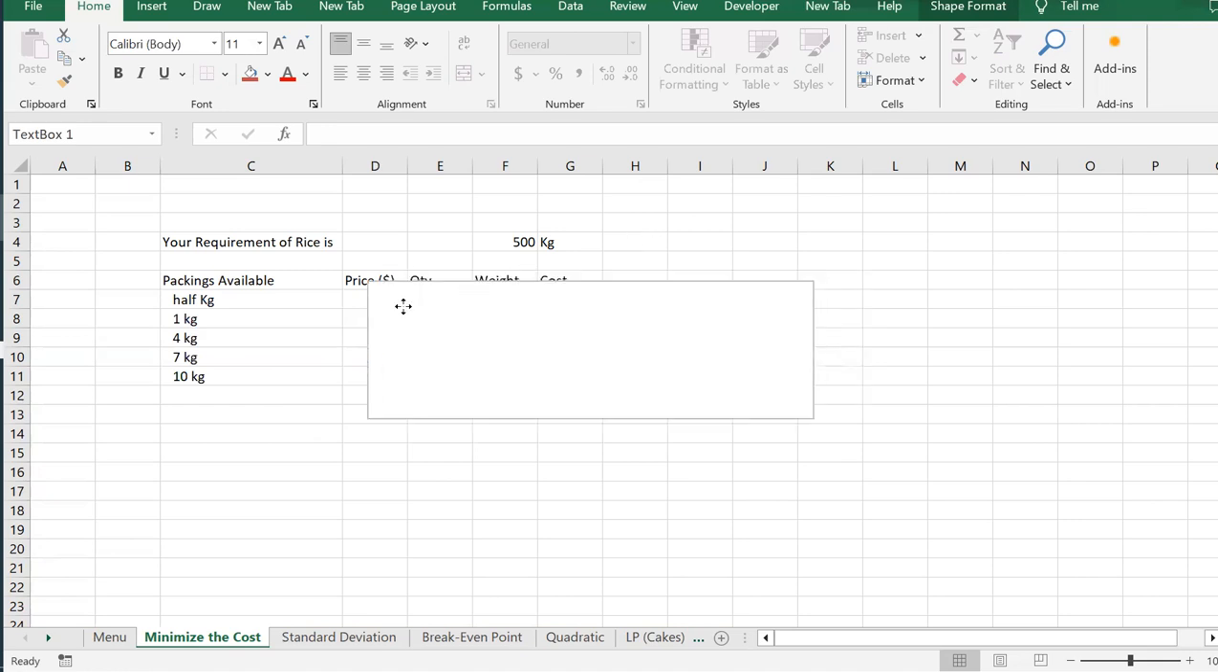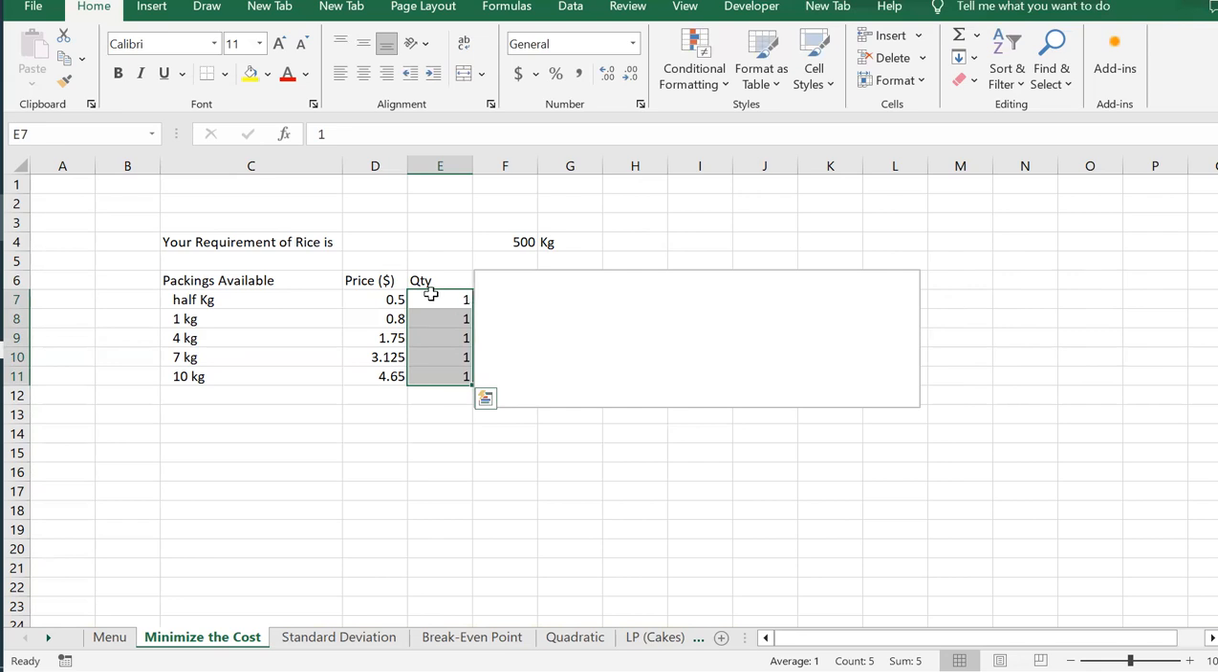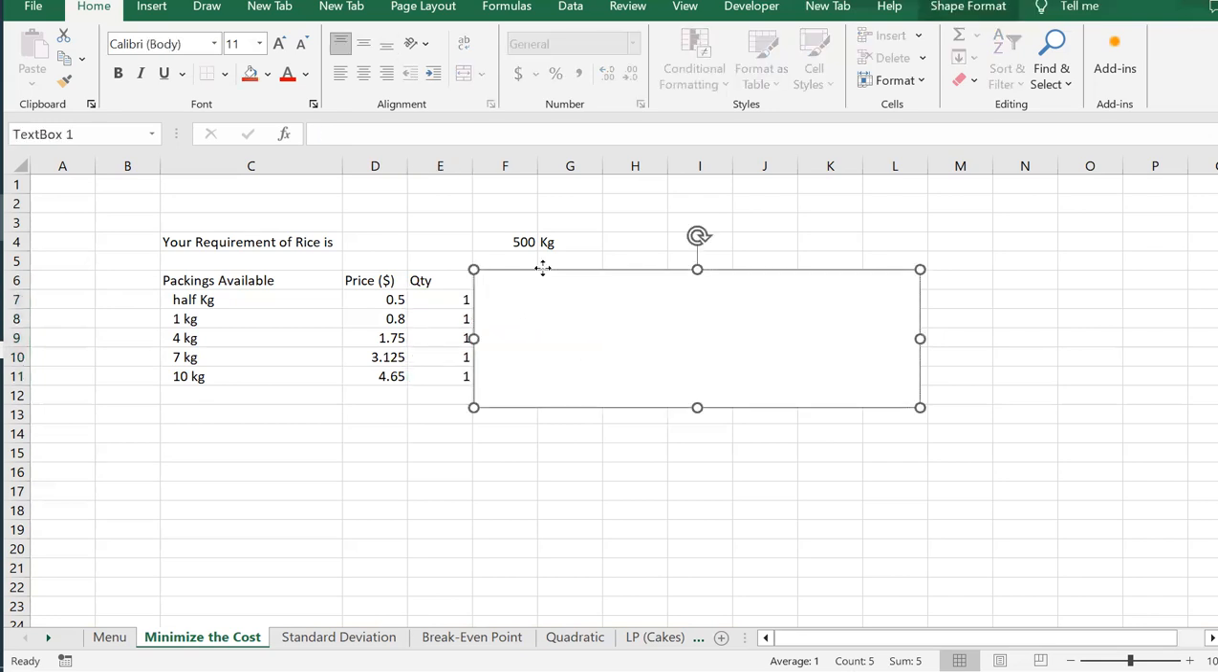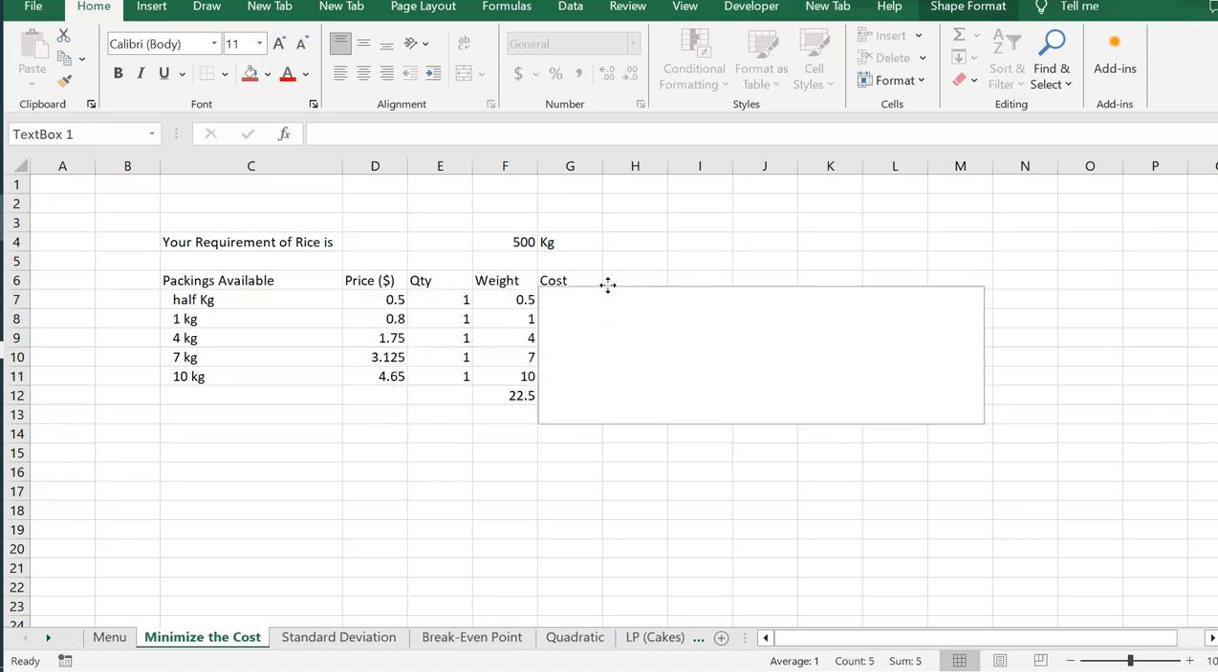Okay. The next is the quantity. This will be the input. The solver is going to use it, keep on changing it, and see which is the most feasible solution with the minimized cost, right? So in the beginning we keep it as one for all. Okay, fair enough.